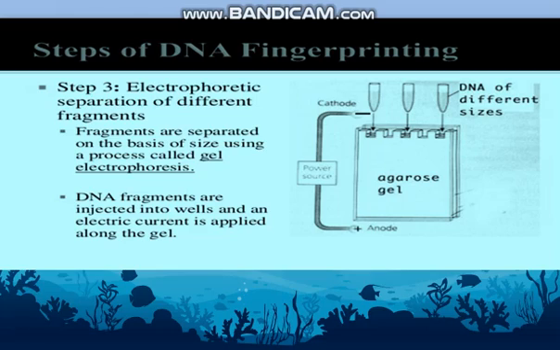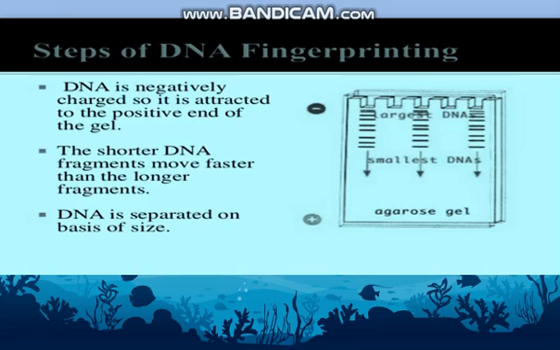So this is the gel, and this is the agarose gel, and from here DNA fragments of different size are put in this agarose gel well, and this is the electric current, cathode and anode. So what happens is that DNA is negatively charged, so it is attracted towards the opposite end, that is the positive end of the gel, and the shorter DNA fragments move faster than the longer fragments, and DNA is separated on the basis of the size.